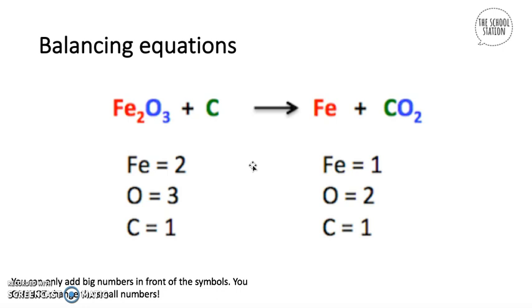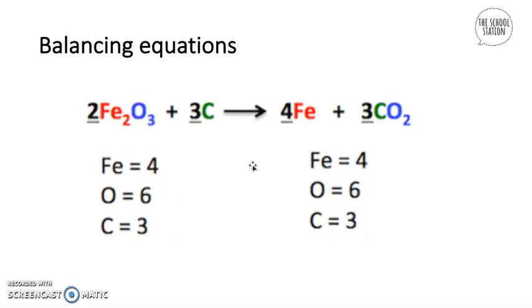Alright guys, so I hope you have tried it out. So here is the answer. The answer is that we should be having a big 2 in front of the iron, which is going to change it into 4 atoms, because 2 times 2 is 4. So now we're going to be having 4 iron atoms. Over here we should be having 2 times 3 because it's combined together. So 2 times 3 is 6, so we should be having 6 oxygen atoms. And over here we added a 3, so that's 3 times 1 is 3. So we have 3 carbon atoms on this side of the reaction, which is the reactants.